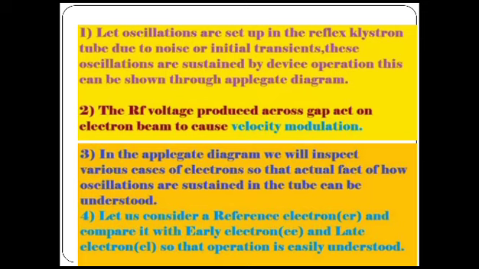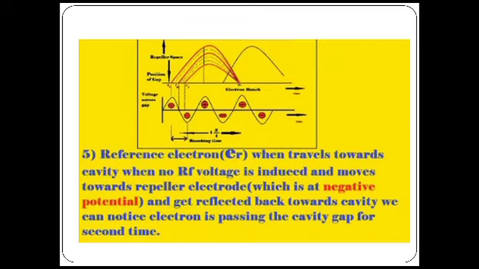The RF voltage produced at the gap acts on the electron beam to cause velocity modulation. In the Applegate diagram, we will inspect various cases of electrons so that how oscillations are sustained in the tube can be understood. Let us consider the reference electron and compare it with the early and late electrons so the operation is easily understandable. The reference electron passes through the cavity when no RF energy is induced, moves towards the repeller electrode, which is at negative potential, and gets reflected back towards the cavity.